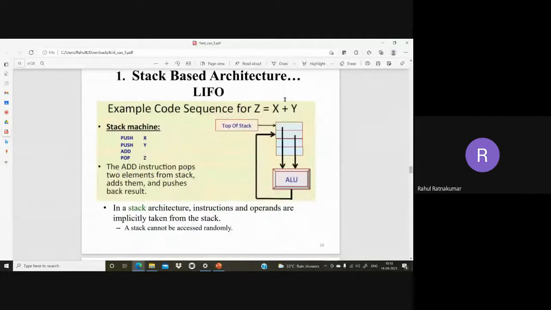Now let's see the stack-based architecture. So this is stack-based architecture. The only important point here is that all the data is coming from the stack.